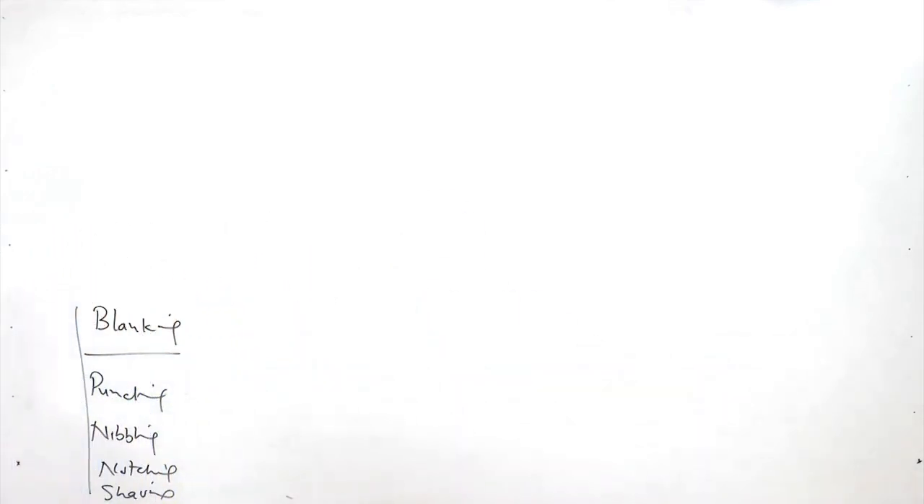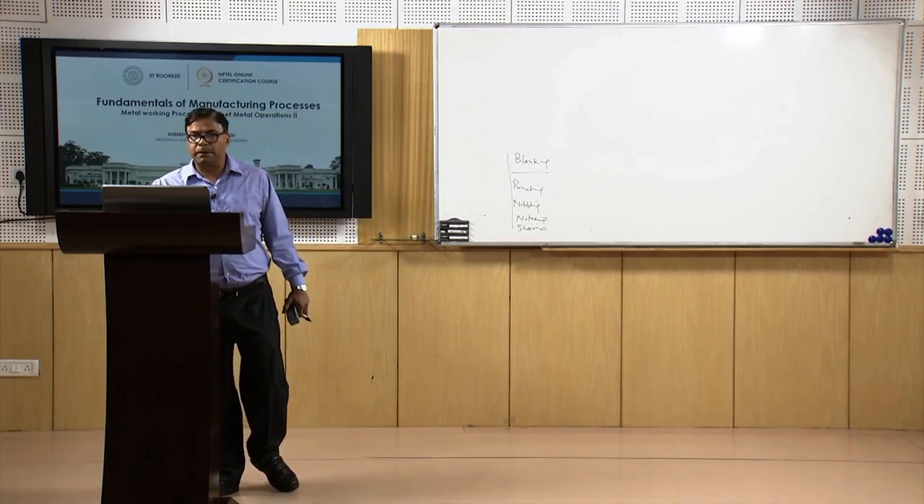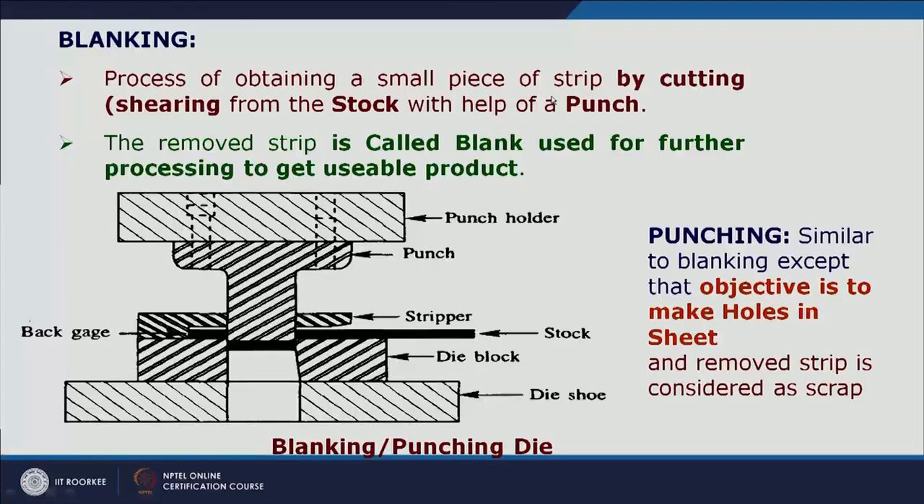So if we see here, blanking is the process of obtaining a small piece of the metal from the strip, from the sheet metal, by cutting or shearing from the stock with the help of a punch, and the removed strip is called the blank, which can be used for further processing to make usable goods. While punching is similar to blanking, the objective is to make the hole, and the removed strip, whatever material comes out as a result of the punching, is just scrap.